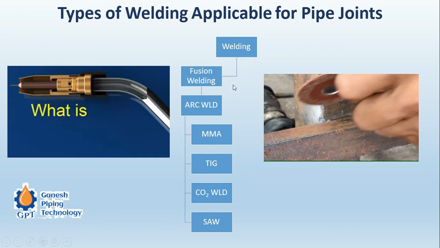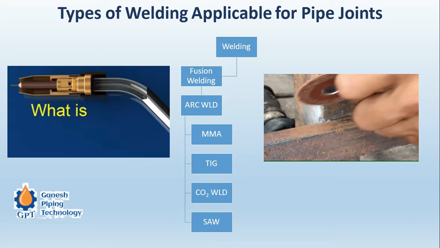This is welding, and this is fusion welding. In fusion welding we have arc welding and gas welding. We are going to discuss arc welding, for the reason that gas welding is never used for industrial construction, that is, process plant construction. We never use gas welding. So we will focus on arc welding.